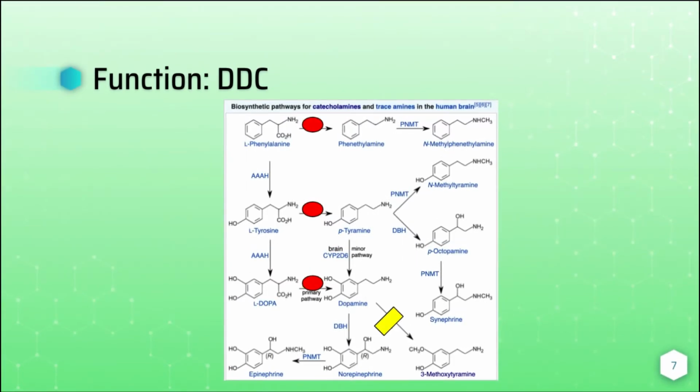As you can see here in this DDC function diagram, dopa decarboxylase actually synthesizes quite a bit of different molecules. However, the most important thing to take away from this diagram is that DDC synthesizes dopamine from a precursor molecule called L-dopa, and dopamine is a very important substrate of COMT. Basically, DDC makes a molecule that COMT breaks down.